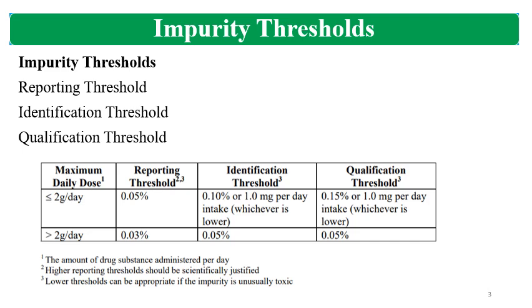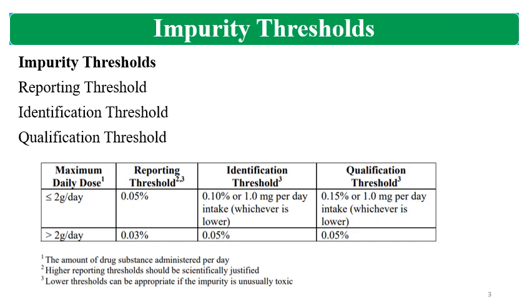Now, as given in the table on the slide, the thresholds are given on the basis of maximum daily dose, whether it is drug substance or whether it is drug product. So as per the ICH guidelines, reporting threshold, identification threshold, and the qualification threshold is given. These thresholds are given on the basis of some toxicological implications.